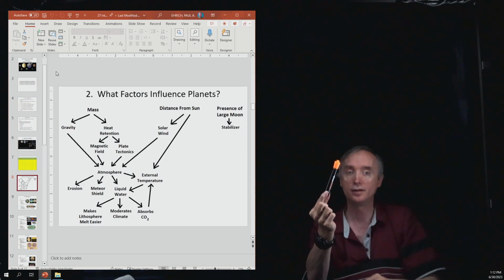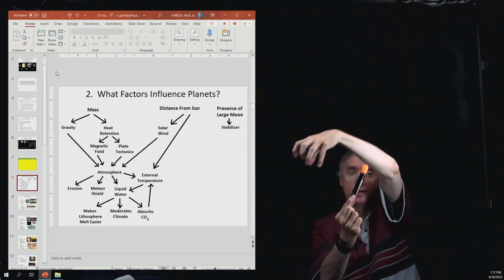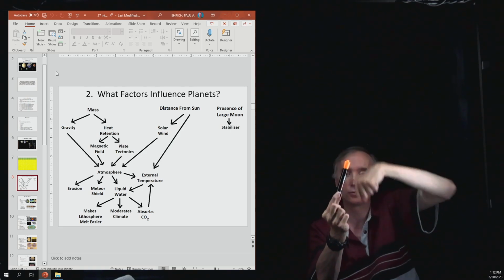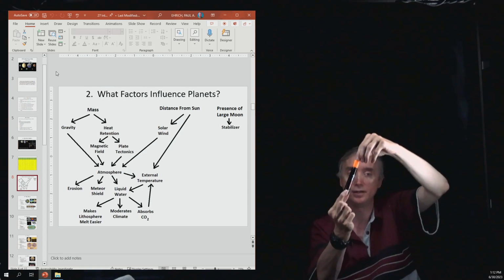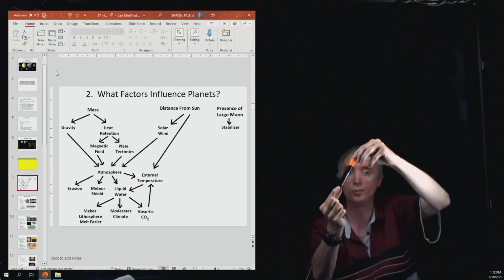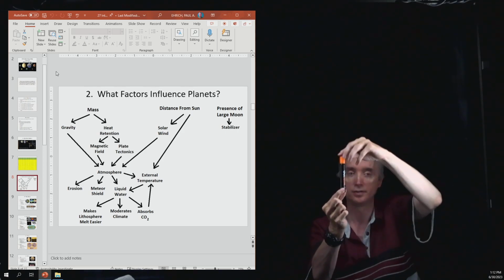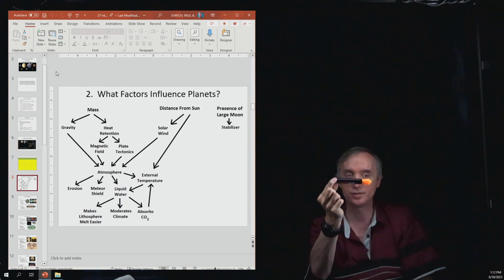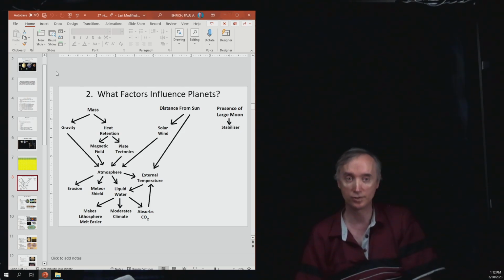But if the Earth did not have a big moon in orbit around it, then the tilt of the Earth could be anywhere from 0 to 90 degrees. And so you can see that that would really affect the climate if that was to happen. So it's a good thing that the Earth has such a large moon.